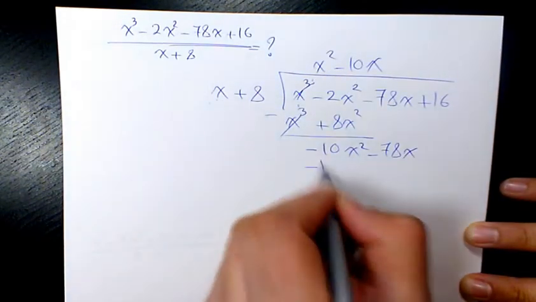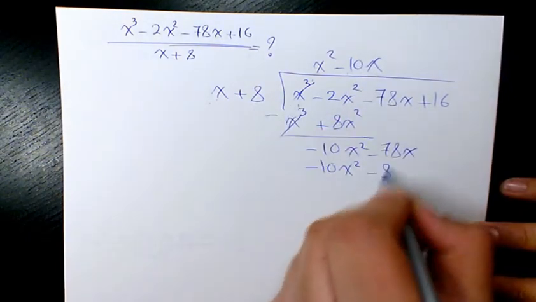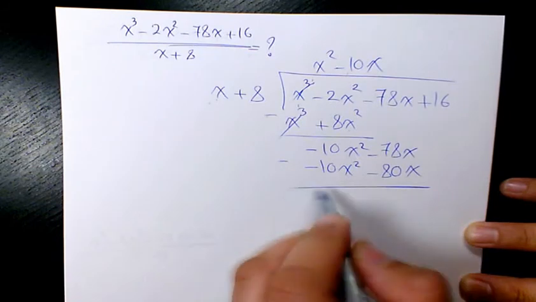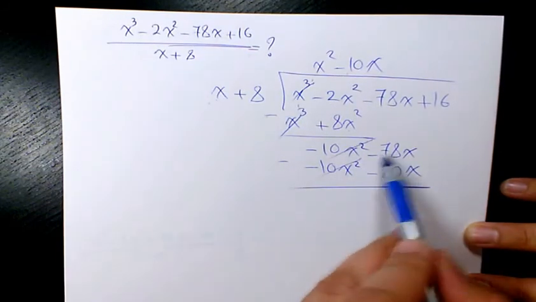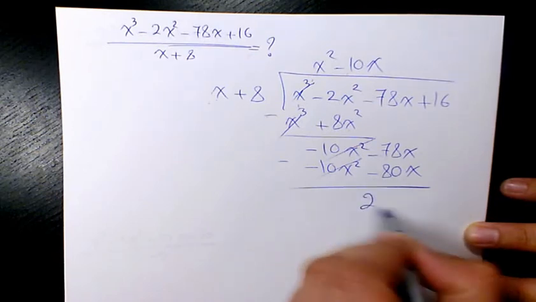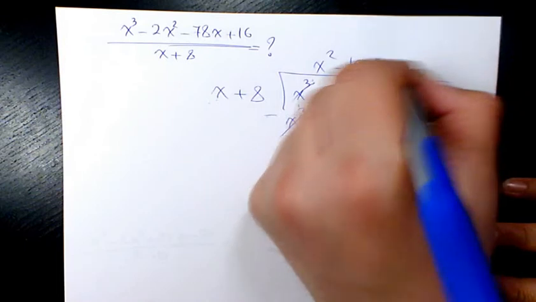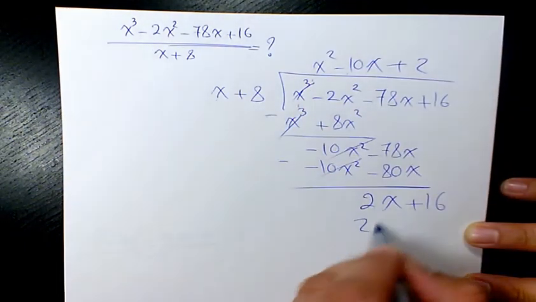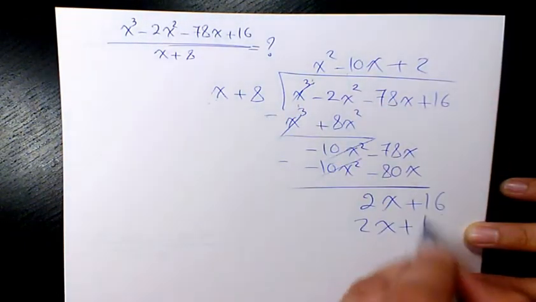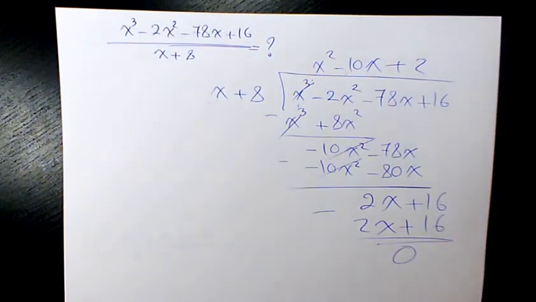Times this one, negative 10x squared. Negative 10x times 8 is going to be negative 80x. When you subtract it, these two cancel out. Negative 78x minus negative 80x is going to be positive, so we have just 2x. Bring the next number down, 16. 2x divided by x is just 2. 2 times x, 2x. 2 times 8, 16. 2x plus 16 minus 2x plus 16, 0.